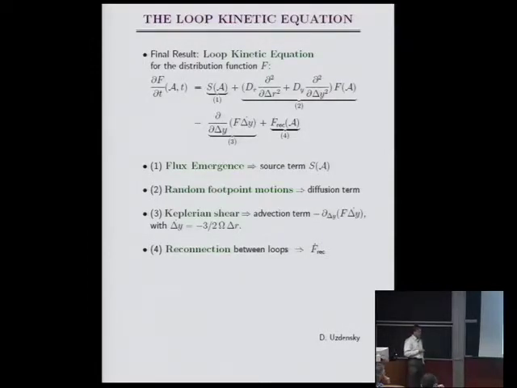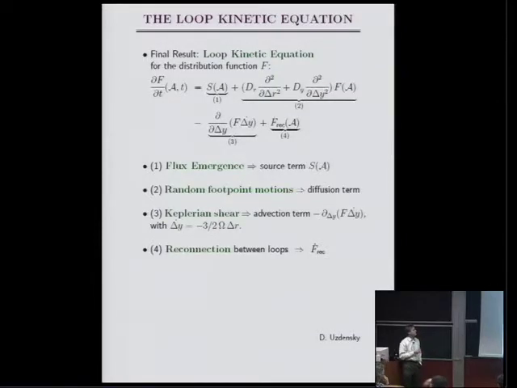Anyway, the final result is basically writing down a kinetic equation for this loop distribution function, f of a, where a stands for the type of loop, that has various terms. Overall, our goal is to derive an equation that would be similar to Boltzmann's kinetic equation. This equation may have a source term due to flux emergence. Alternatively, flux emergence can be represented in terms of boundary conditions at small scales.